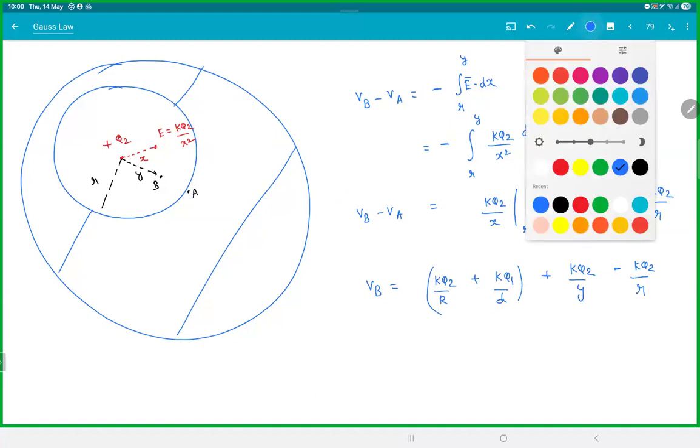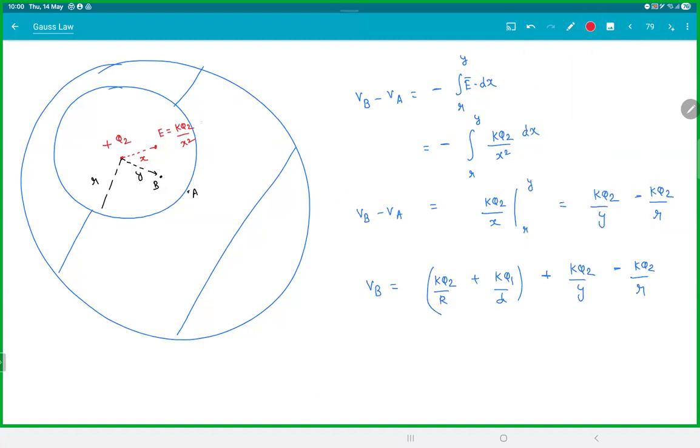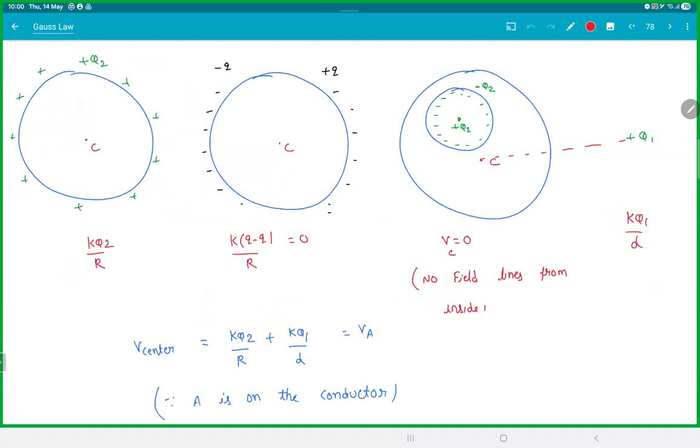This is the field inside the cavity. Because the field inside the cavity is only due to Q2. No other charge will create field inside, because outside lines will not enter. Then you might ask, sir, what about this minus Q2? This minus Q2 is a uniform distribution. What is the field inside a uniform shell? Zero.